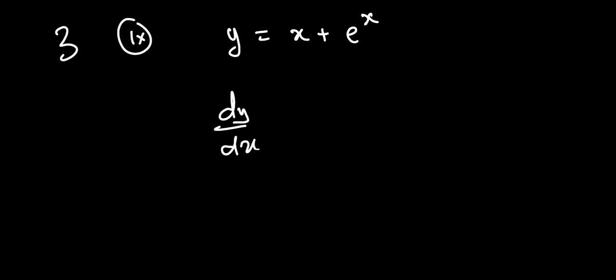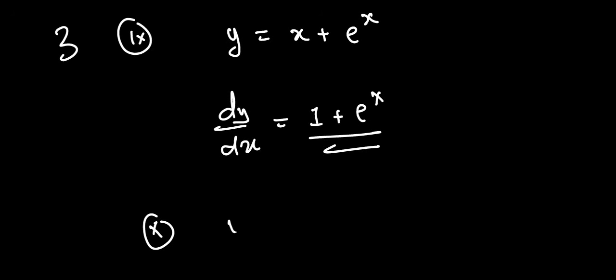Then look at number 9. Number 3-9, they're saying y is equal to x plus e to the power x. So we differentiate this. dy/dx is equal to 1 plus e^x. According to the rule, this is just going to be 1, and that's going to be e^x still.